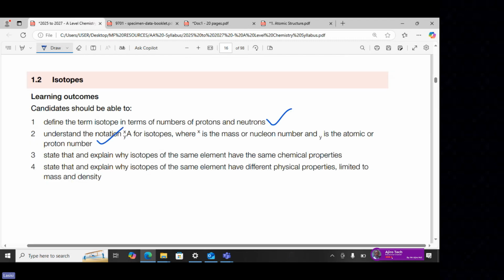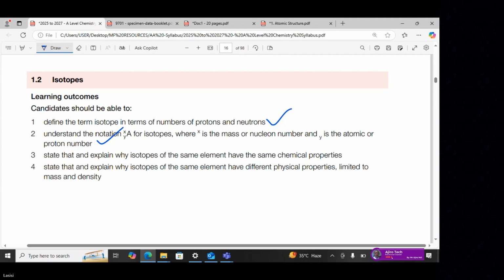Number 3. State and explain why isotopes of the same element have the same chemical properties. Go on. Tell me. I'm listening.